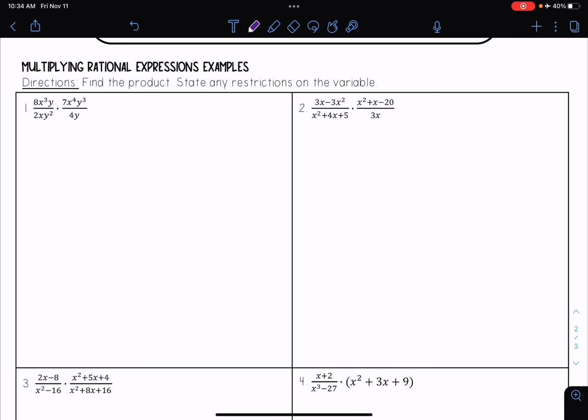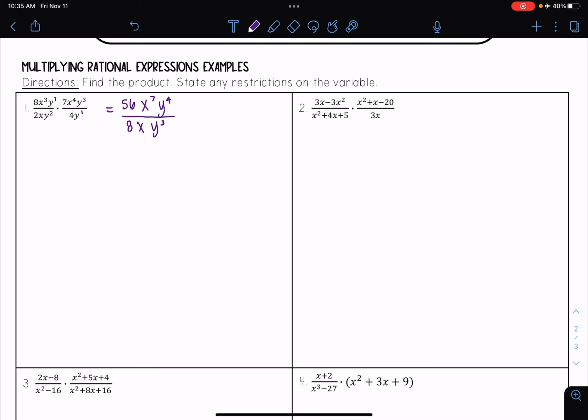For this first one, I have 8x cubed y over 2xy squared times 7x to the fourth y cubed over 4y. I'm going to first just multiply across. 8 times 7, I get 56. x cubed times x to the fourth: remember, we add those exponents, so I get x to the 3 plus 4, which is 7. And then y times y cubed: remember that y really has an exponent of 1, so this becomes y to the fourth. Over 2 times 4, I get 8, x, and then y squared times y, I get y cubed.